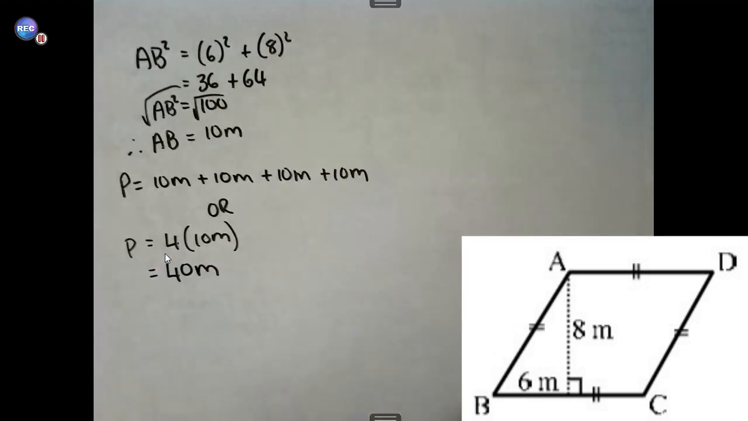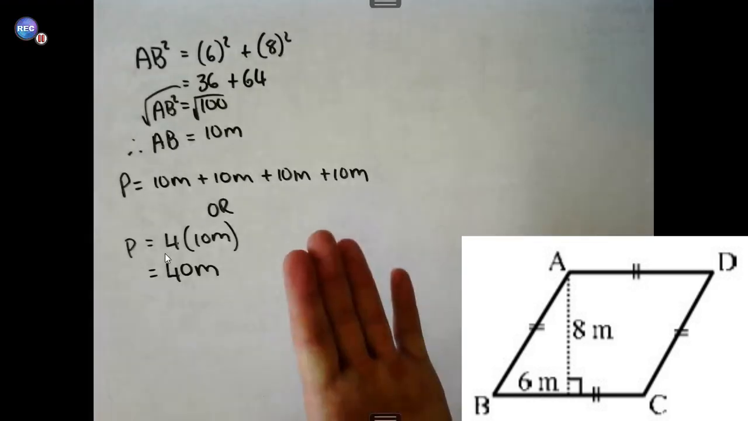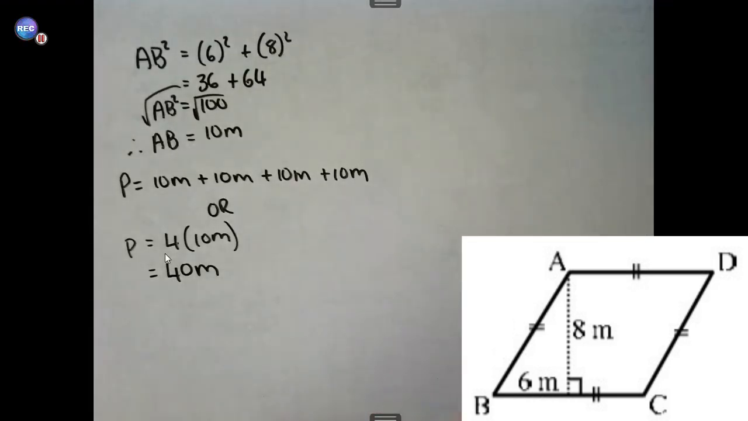Okay, so that is the perimeter sorted. Now, to calculate the area of a rhombus, you work with the height as well as the base of the shape. So the two lines that are perpendicular to one another, the height and the base, those are the two measurements that you work with.